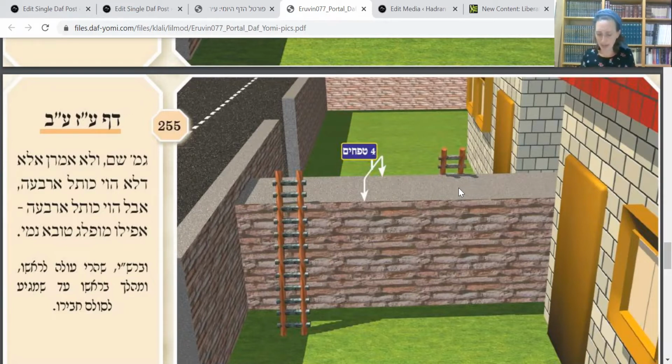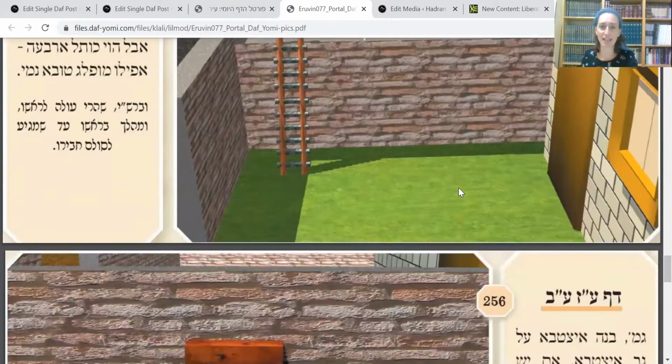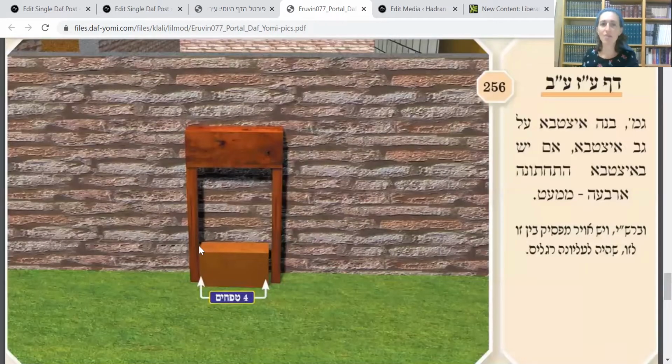Okay, two last cases, which are basically parallel cases, just talking a little bit about different things. We're going to first mention an itztiba. An itztiba is some sort of stand or wooden piece that juts out from the wall. Maybe it's connected to the wall, maybe it's not connected to the wall, just on the ground. But we'll see.